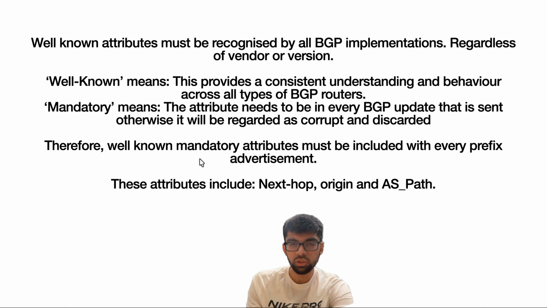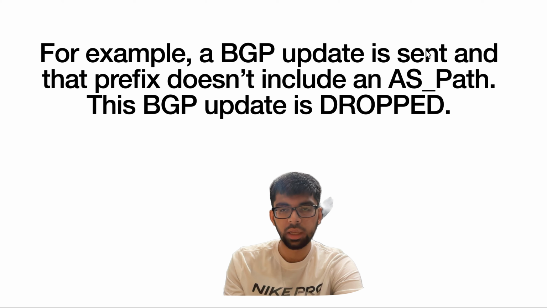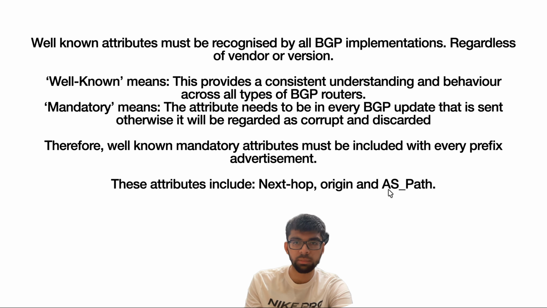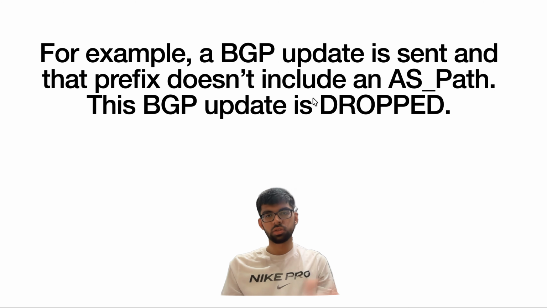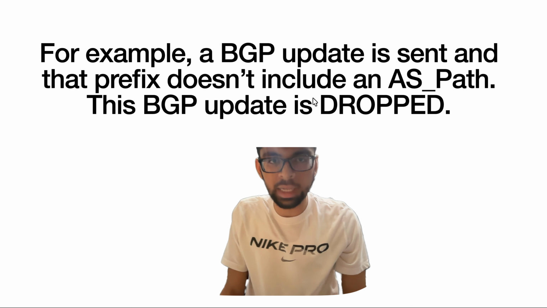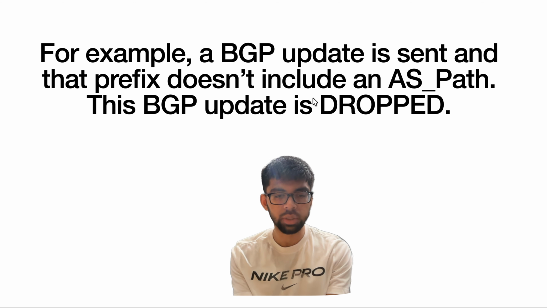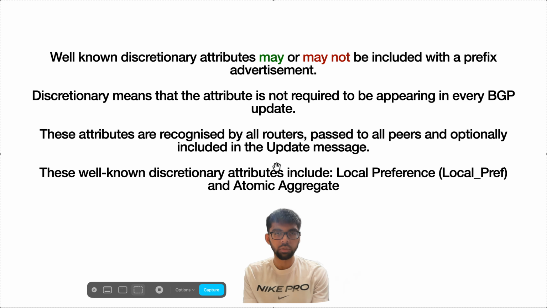Well-known mandatory attributes must be included with every prefix advertisement. So an example is if a BGP update is sent and that prefix doesn't include an AS path, because AS path is an example of a well-known mandatory attribute, that BGP update is going to be dropped. This is important to know for troubleshooting. Very important to know there. And if we keep going, well-known discretionary attributes may or may not be included with a prefix advertisement.